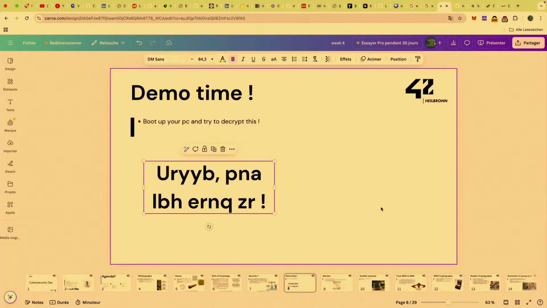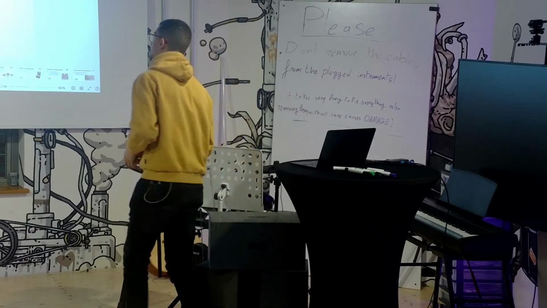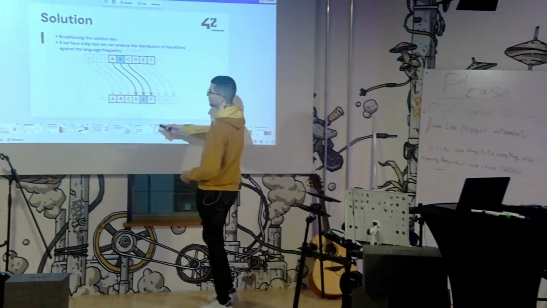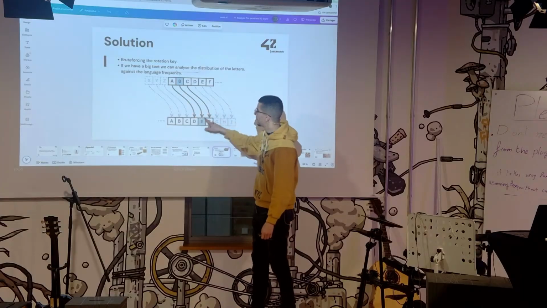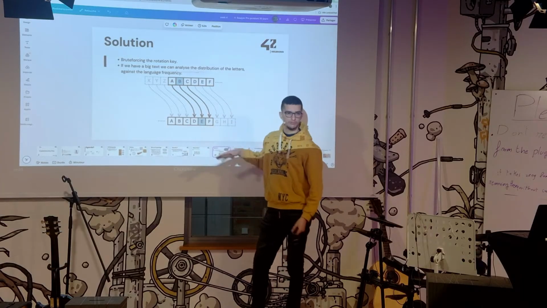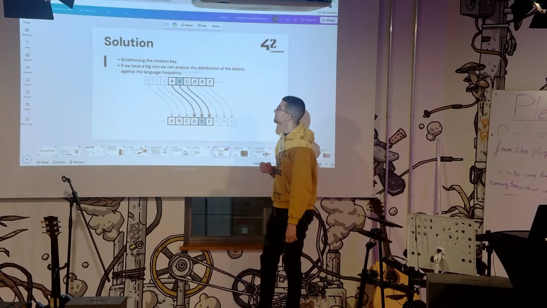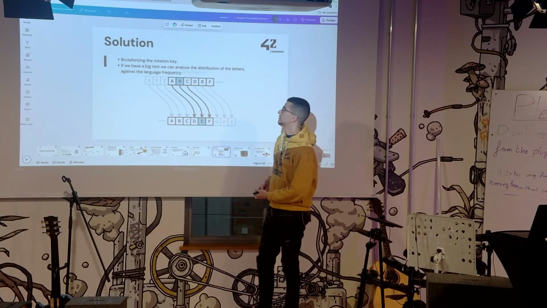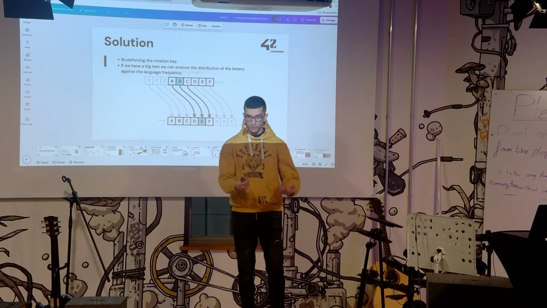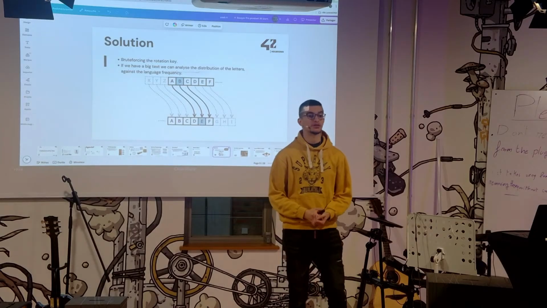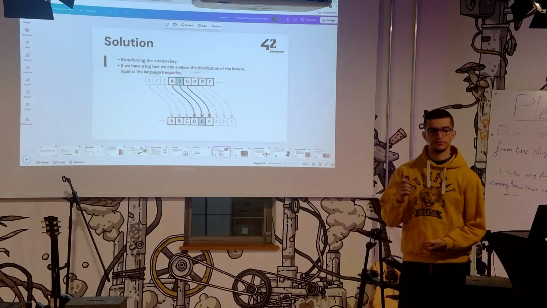Now we can go back to our slides. So the solution is brute forcing the rotation key. And this is exactly how ROT actually works. You modify one letter into another based on this movement, which is basically the rotation key. And if you have a big text, we can analyze the distribution of the letters against the language frequency, which is what I said when I talked about cryptanalysis. Does it make sense? Or do you guys have any questions?